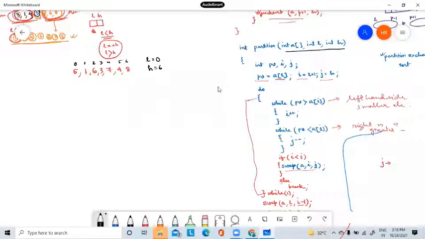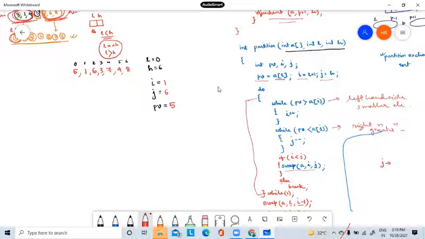Then the variables I and J, and then the pivot. Okay, these three are initialized. Pivot is initialized with A of L. A of L means A of 0. What is in A of 0? 5. So pivot is 5. What is I? I is L plus 1. L is 0, so L plus 1 means 1. What is J? H. H is 6. So these are the initializations.